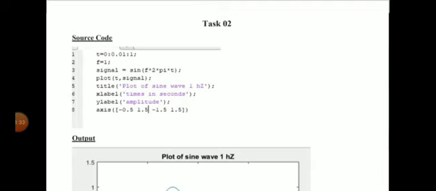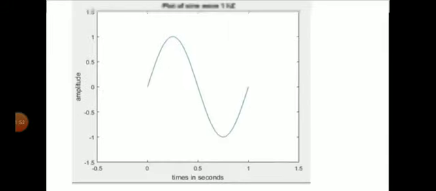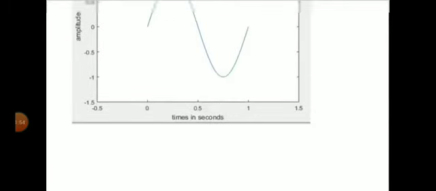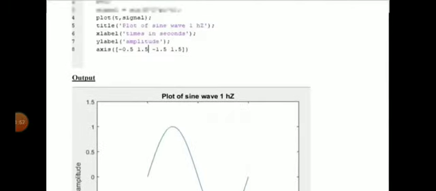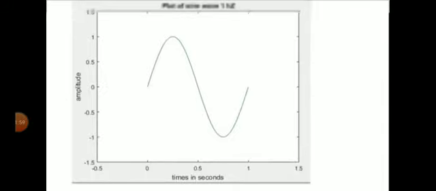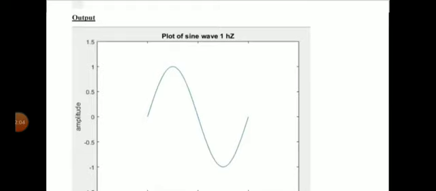To apply the title, we use the command title, plot of sine wave 1 Hz. This will plot the title of the output, and in xlabel we use time in seconds, and in ylabel we use amplitude. Here we define the axis of x and y. Minus 0.05 to 1.5 is the x-axis, and minus 1.5 to 1.5, as we can see in the output, is the interval of the y-axis amplitude.